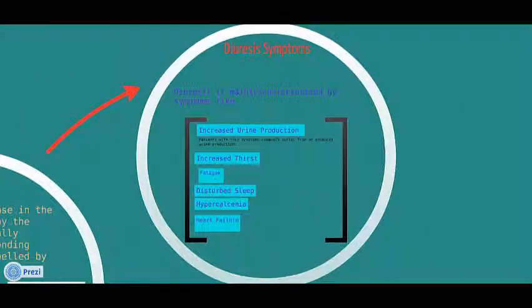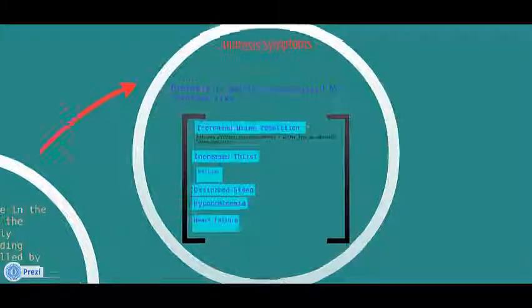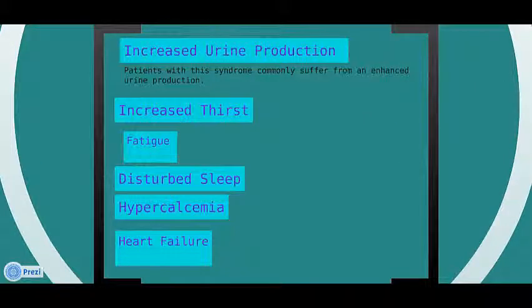Diuresis symptoms. Diuresis is mainly characterized by symptoms like increased urine production. Patients with this syndrome commonly suffer from enhanced urine production, increased thirst, fatigue, disturbed sleep, hypercalcemia, and heart failure.